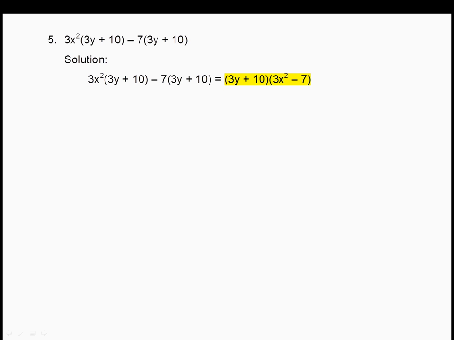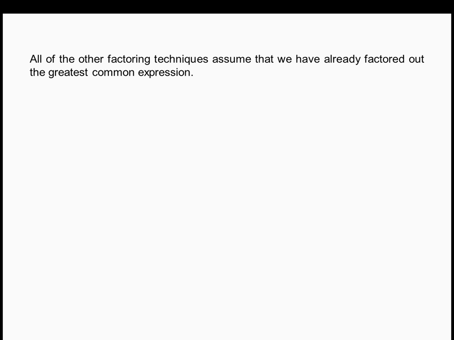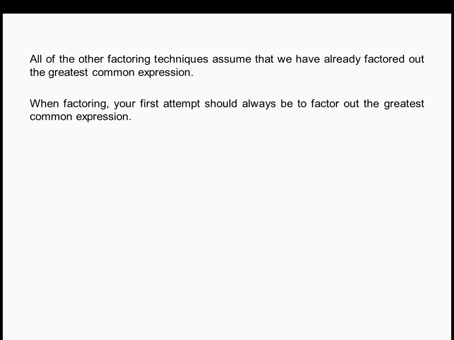There's your answer. Now, when you're doing factoring, factoring out the greatest common factor should be your first attempt. All the other factoring techniques assume that we have already factored out the greatest common expression. They assume that you've done that. If you haven't done it, the other techniques can actually still apply, just that you postpone when you have to do it. When factoring, your first attempt should always be to factor out the greatest common expression. That should be the first thing you try.